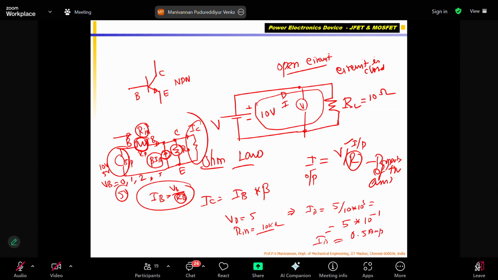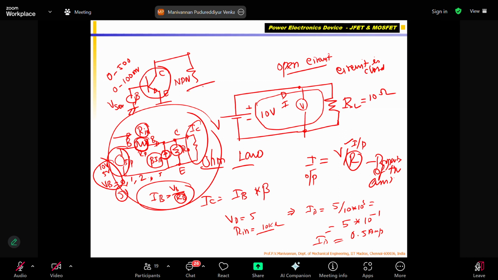Now, what is the transistor amplifier used for? I have a sensor, correct? I have a V sensor, for example a thermocouple, or a strain gauge, which gives 0 to 100 millivolts or 0 to 500 millivolts. This needs to be amplified, and for that I'm using a transistor amplifier. I'm giving VCC, plus minus, IC. IC will be an amplified version of IB. IB depends on the input voltage.